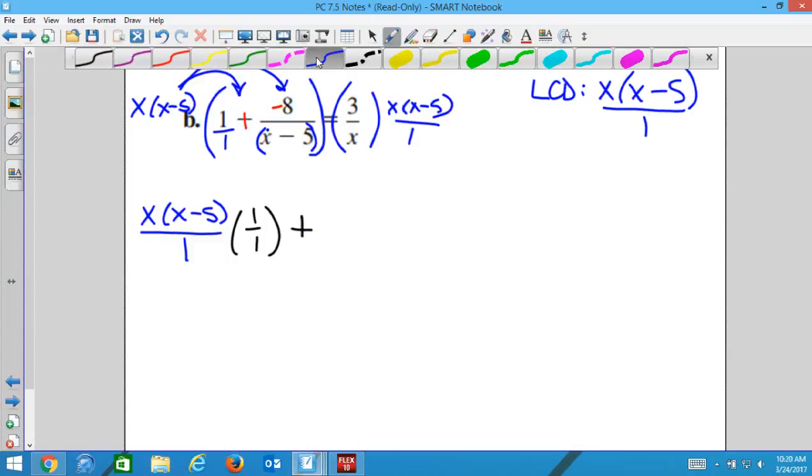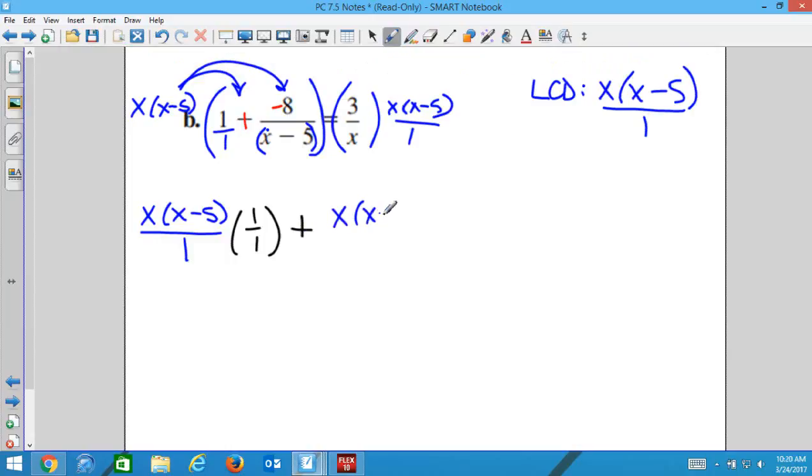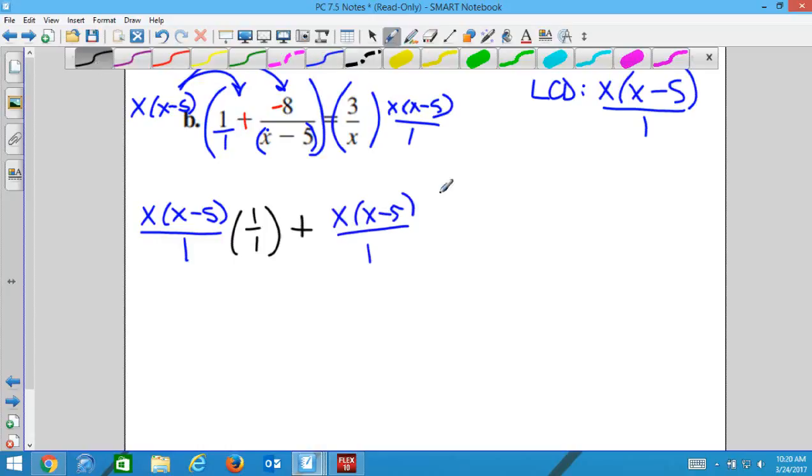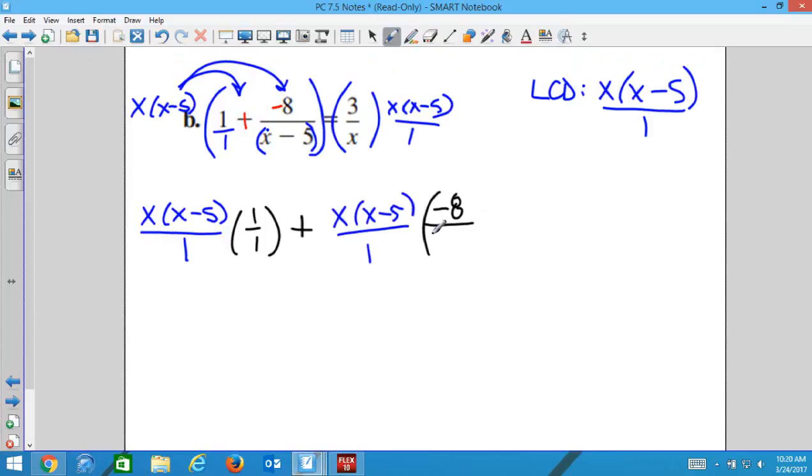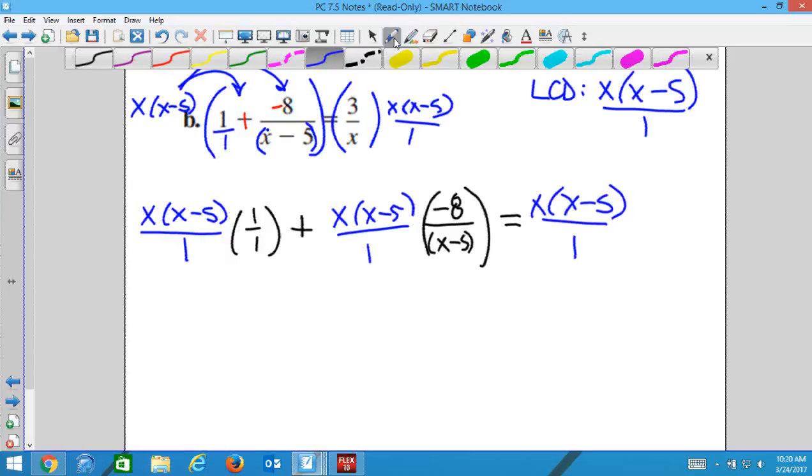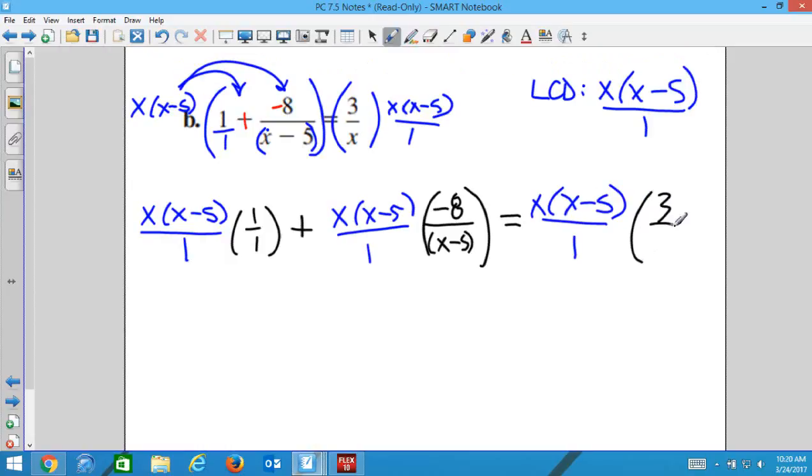So now I'm going to go back to multiplying. I'm going to have x times x minus 5 over 1, and this one's going to be multiplied by negative 8 over x minus 5, equals x times x minus 5 over 1 multiplied by 3 over x.